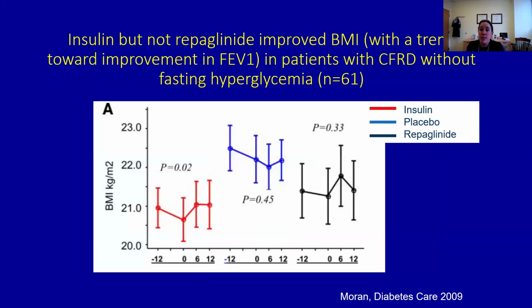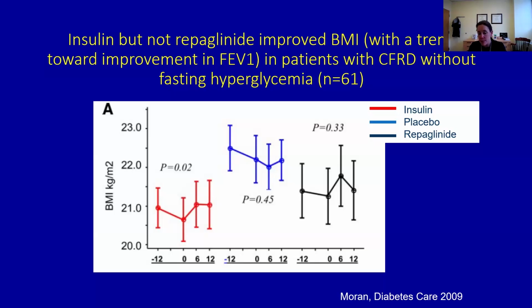This was one of the original studies that compared repaglinide, which is used for type 2 diabetes, with insulin in people with early CFRD who had normal fasting glucose but had prandial hyperglycemia. In this study, which was a total of 61 people with CFRD, here in the red are insulin, and you can see prior to starting treatment, there was a decline in BMI, and then starting insulin led to sustained improvement in BMI over the next 12 months.